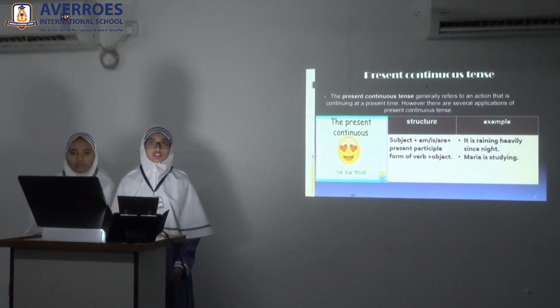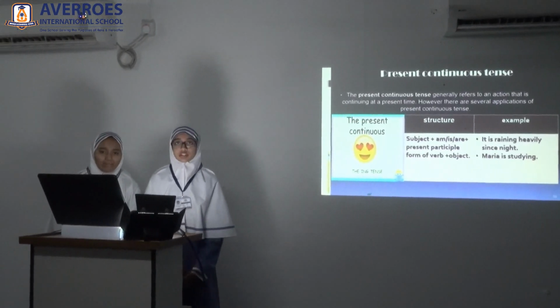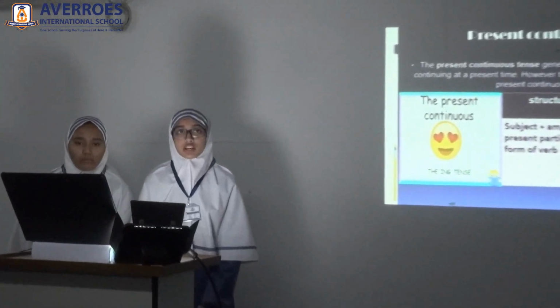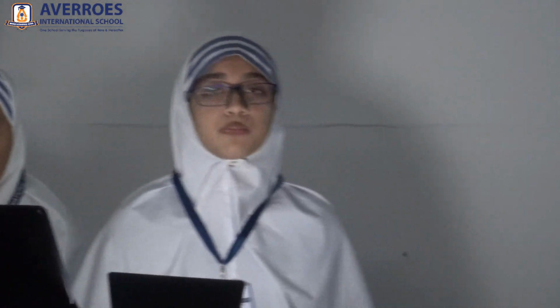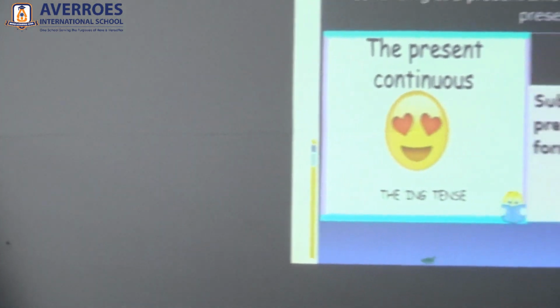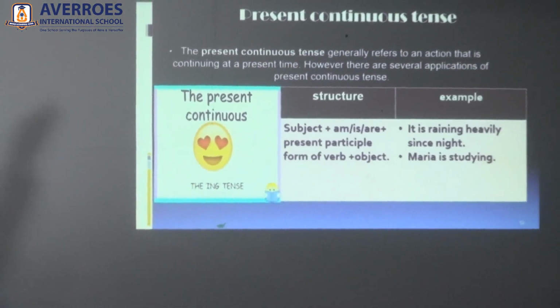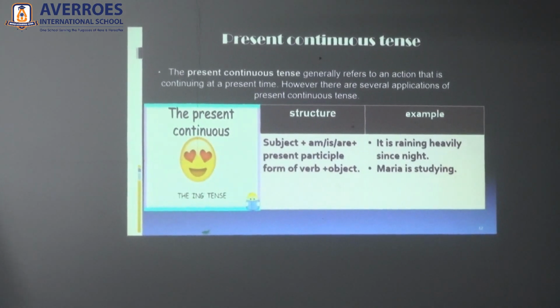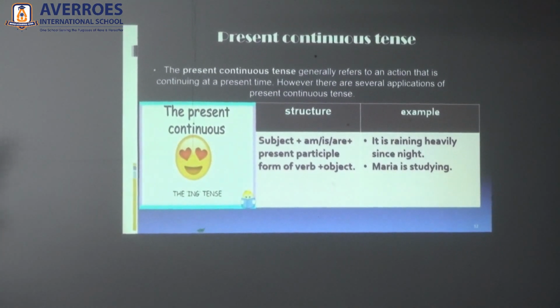What is present continuous tense? The present continuous tense generally refers to an action that is continuing at the present time. However, there are several applications of present continuous tense. The structure of present continuous tense is subject plus am, is, are plus present participle form of verb plus object. The examples of present continuous tense are: it is raining heavily since night. 2. Maria is studying.